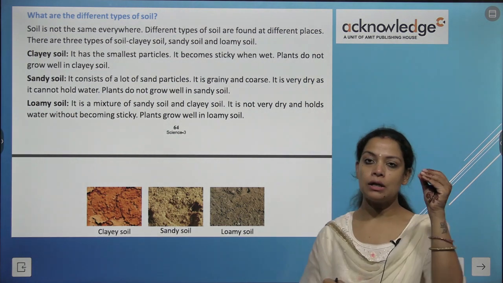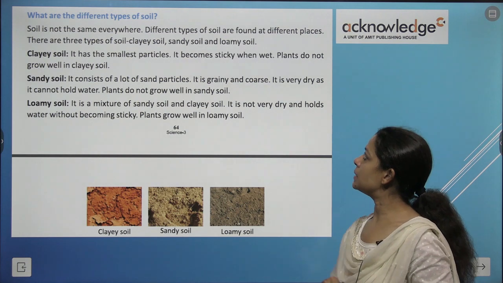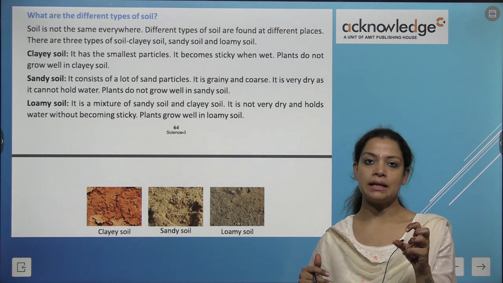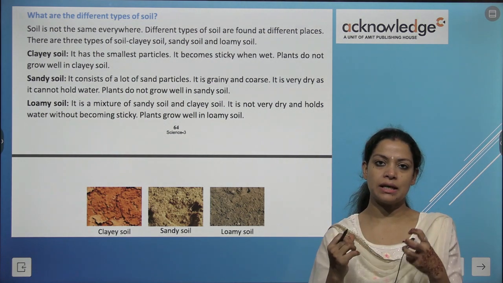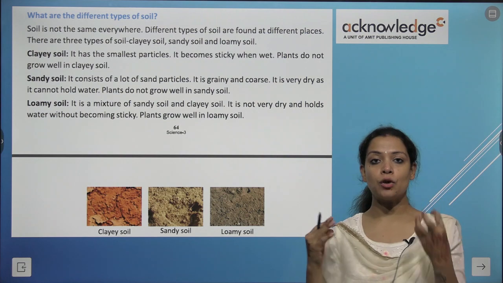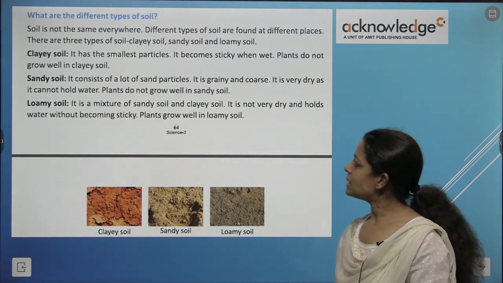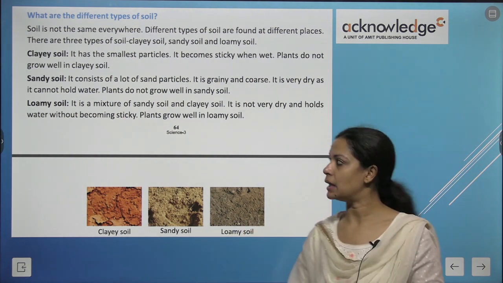It has the smallest particles. Clay soil has the smallest particles. It becomes sticky when wet. तो ये इसका थोड़ा सा स्टिकी नेचर होता है, as the name suggests. क्ले जैसे स्टिक होता है, स्टिकी होता है, मॉइस्चर होता है. So its moisture content is very high, that's why it is sticky. Plants do not grow well in clay soil. It is not very good for plants.